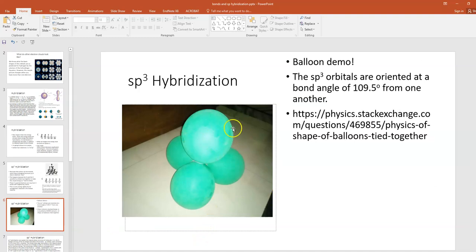So you can kind of picture and visualize what these hybridizations would look like by doing these demonstrations with balloons, okay? If you think of the arrangement of the hybridized orbitals, you can tie these balloons together in the center by their stems, I guess, for lack of a better word. And this is kind of that tetrahedral structure that we talked about. Now, these sp3 orbitals, these hybridized orbitals symbolized by these balloons here, they're oriented at a bond angle of 109.5 degrees from one another. In other words, as far from each other as they can get. And the balloons naturally form this shape when you tie them together.